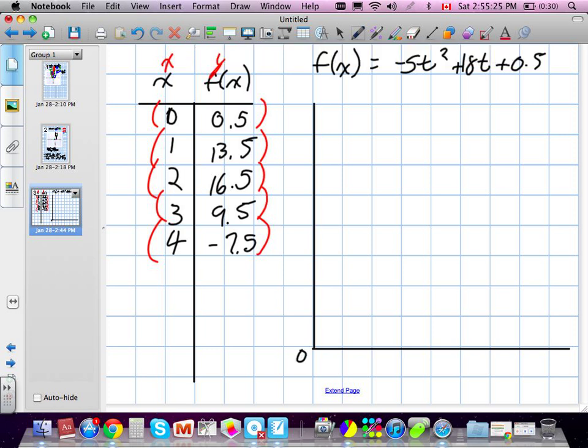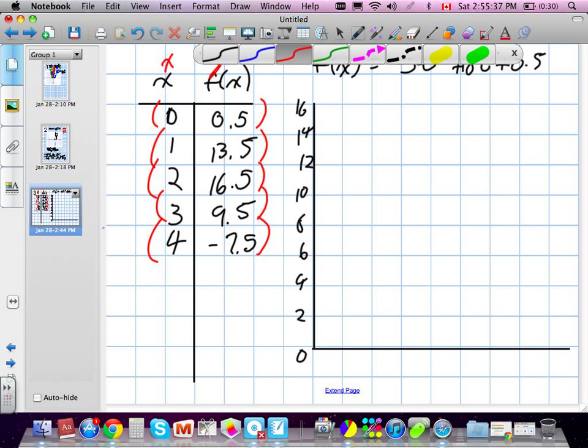So we go from negative. Let's say this is our 0. We go all the way up to 16.5. Okay, perfect. We'll go 2, 4, 6, 8, 10, 12, 14, and 16. Okay. Our very first point, 0 and 0.5. That's like here. Okay. 1 and 13.5. That's probably here. Let's get our 1, 2, 3, 4, 5.